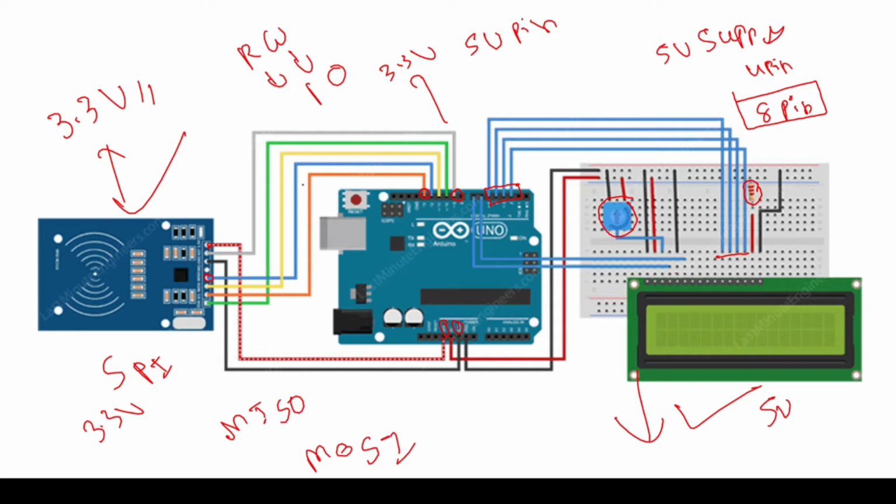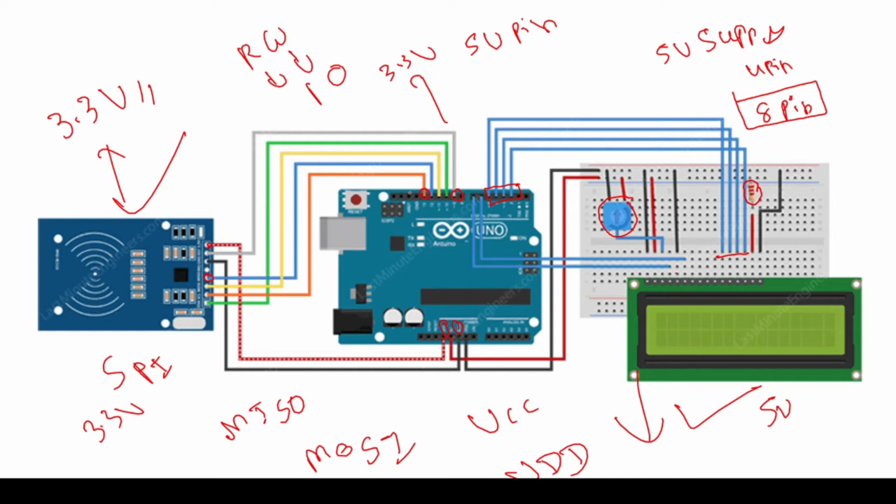So here I am again repeating that the RFID needs a 3.3 volt supply. So the VCC of this module will be connected to the 3.3 volts pin of the Arduino, and the LCD needs a 5 volt supply. So the VCC or VDD, whatever it may be, I had explained that in some modules it will be VCC and in some modules it will be VDD. Whatever it is, it will be connected to the 5 volts pin of the Arduino, and this needs MISO, the SPI protocol.